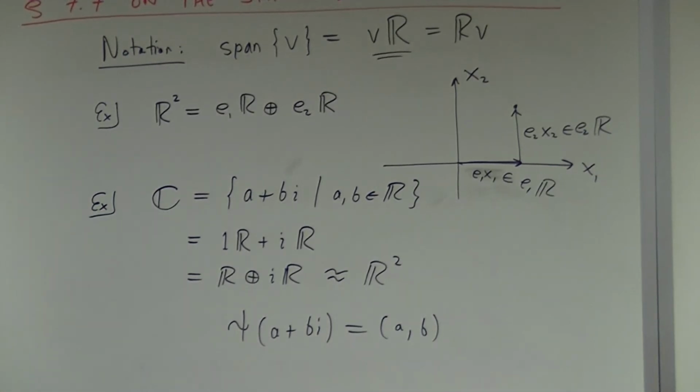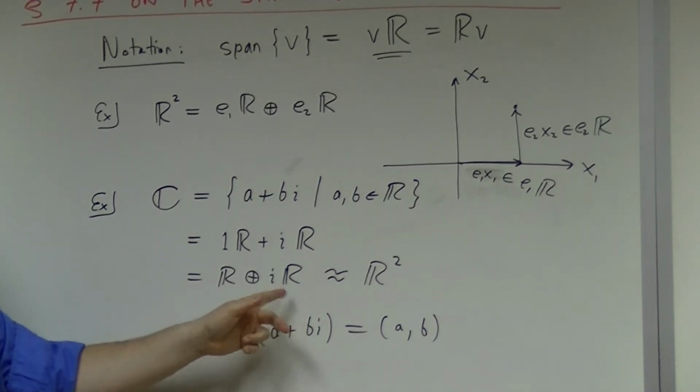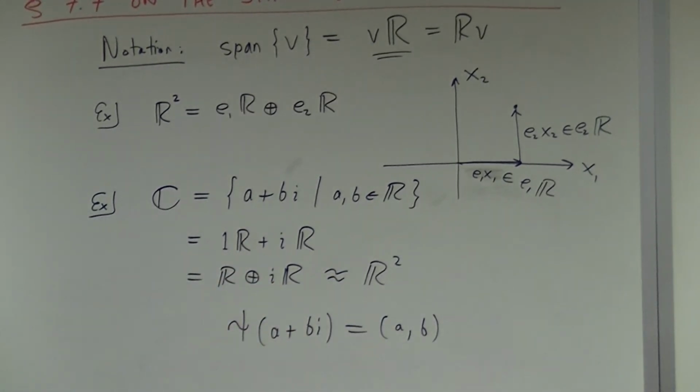So anyway, complex numbers are the direct sum of real numbers and pure imaginary numbers, right? iR is the pure imaginary numbers. Make sense?